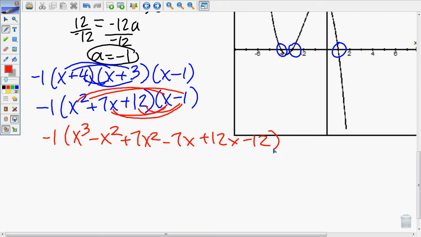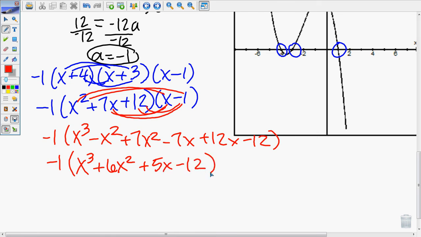Combine my like terms. What are those? The negative x squared. Exactly. Negative x squared and positive 7x squared make? Perfect. Negative 7x and positive 12x makes? 5x, which you didn't say.